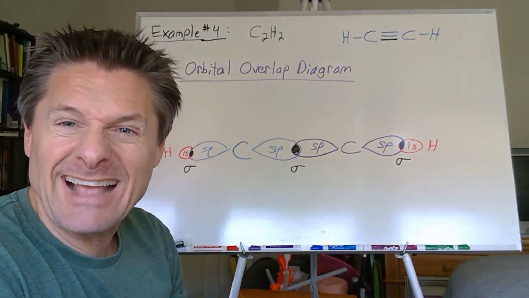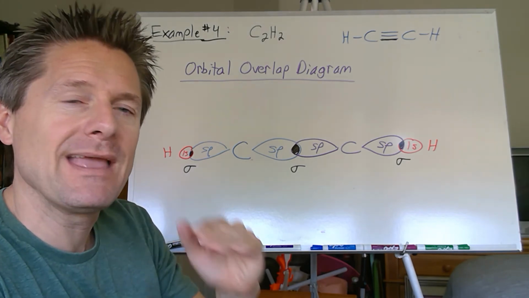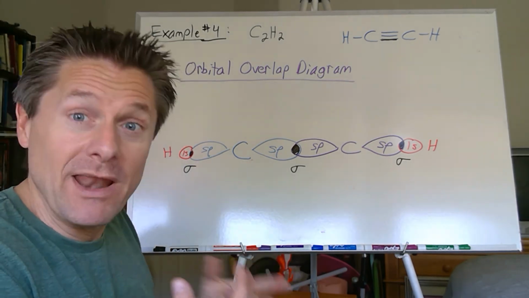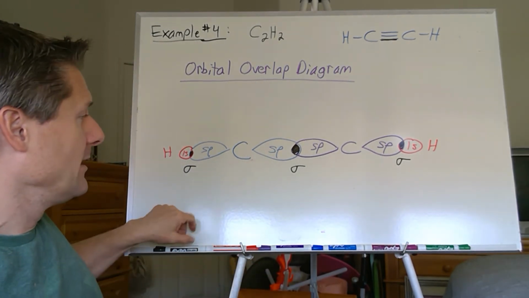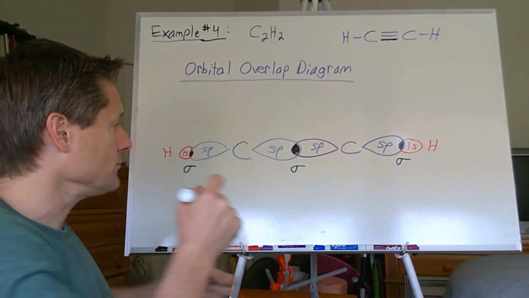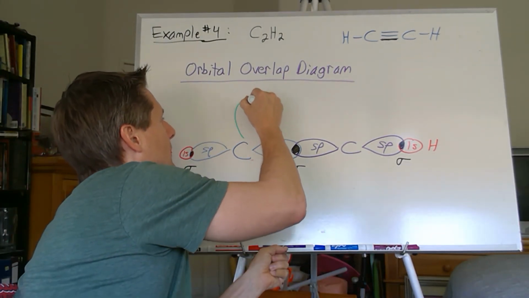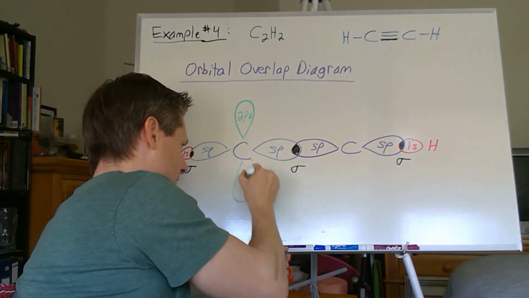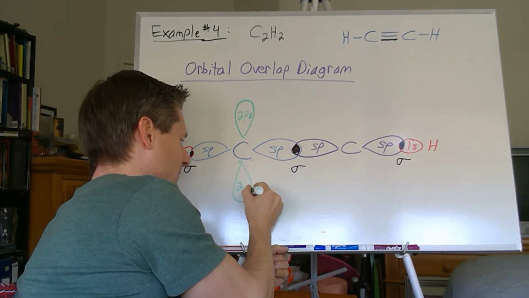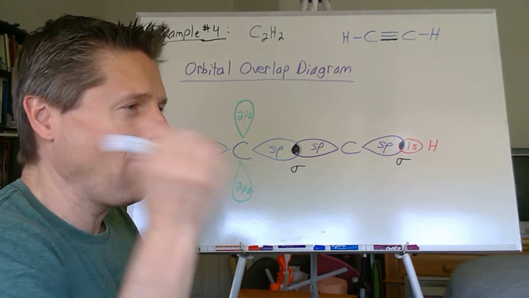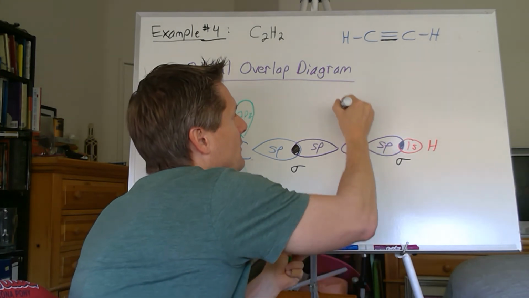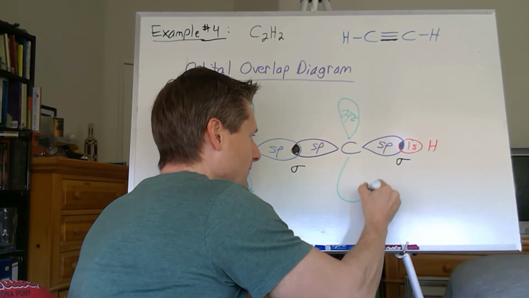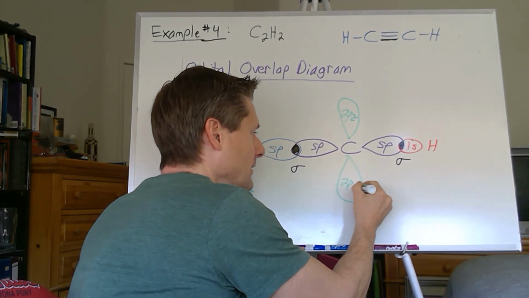Well, it looks like the x-axis is taken up. So let's say the px, we took the s and the px and hybridized those. That means we're going to have a pz. I'll do that in green. So this carbon will have a 2pz. This carbon will also have an unhybridized 2pz.